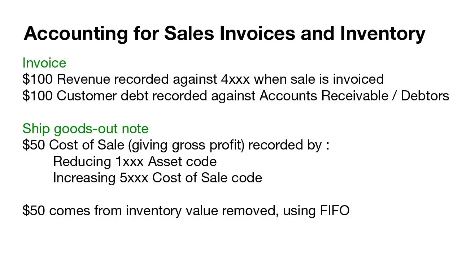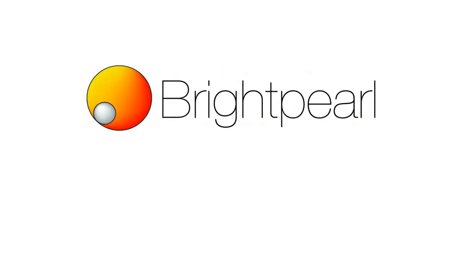This reduces your asset, so your balance sheet decreases, and increases the cost of sale, so what was previously 100% profit now drops because you've got cost of sale on the profit and loss. And the last thing to remember is that the $50 as the cost of sale comes from the actual cost of inventory removed. So if your inventory varies in price, then it's the first price paid. There's a first in, first out methodology. So that's a summary of accounting for sales and inventory.